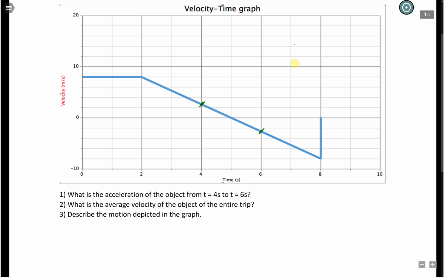Let's go and check. The slope is pretty much constant from t is equal to 2 seconds all the way to t is equal to 8 seconds. If we take a look at those 2 points, these 2 points do have more defined coordinates using our grid lines. So why not use these 2 points instead of the ones in the middle? The slope that we get will still be the same as the slope in between t is equal to 4 seconds to t is equal to 6 seconds.